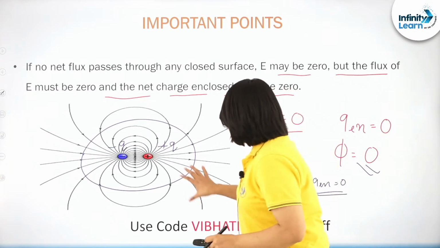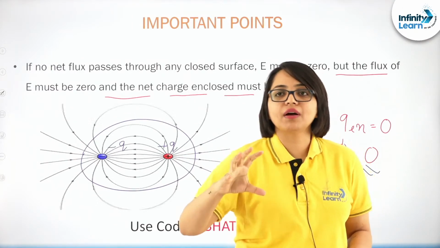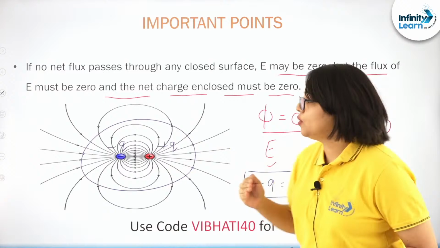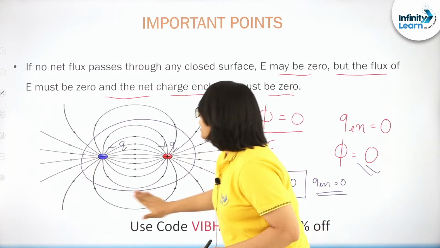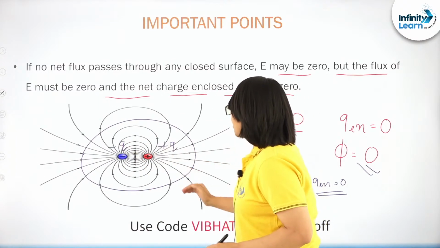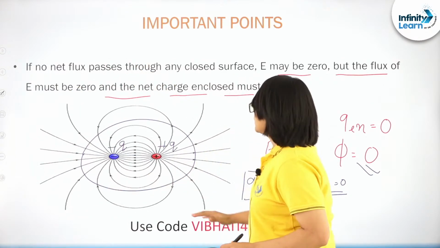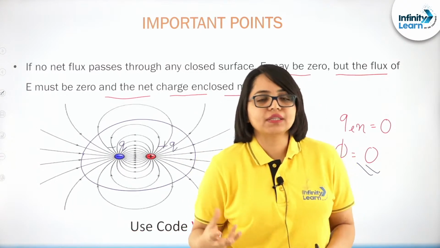But अगर total charge inside the surface 0 हो जाए, that doesn't mean कि वहाँ पे electric field नहीं होगा. देखो यहाँ पे electric field is present. Can you see this pattern बच्चों? Electric field lines are present. लेकिन इस surface से जितना incoming electric field lines है, उतना ही outgoing electric field lines है. I hope this is clear.